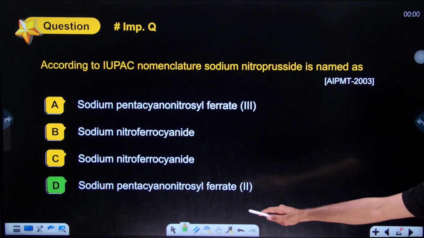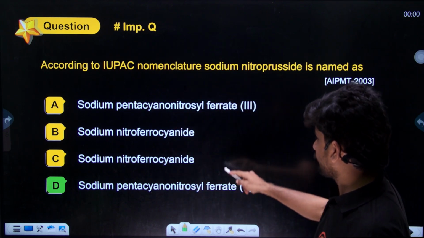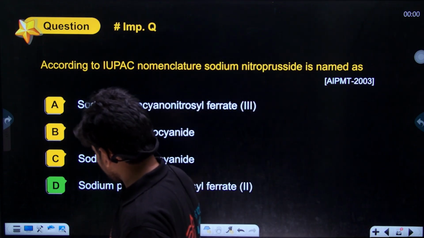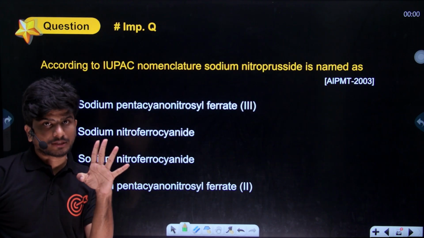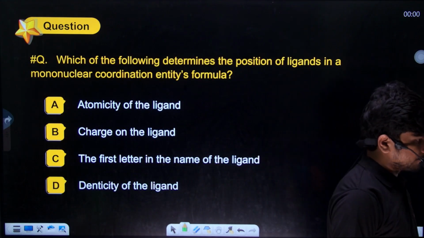Oh, sorry. Pentacyano nitrosyl ferrate. Ferrate is with 2 because NO is there. Nitrosyl, pentacyano, you have overall 6 and you have nitrogen, 4 sodium atoms will be there, Na4. So you have the answer as D. Sorry for the mistake.